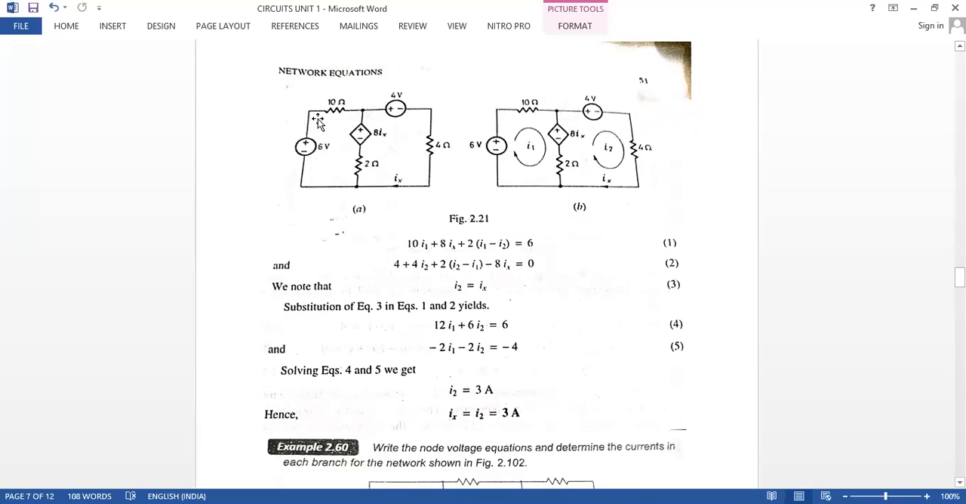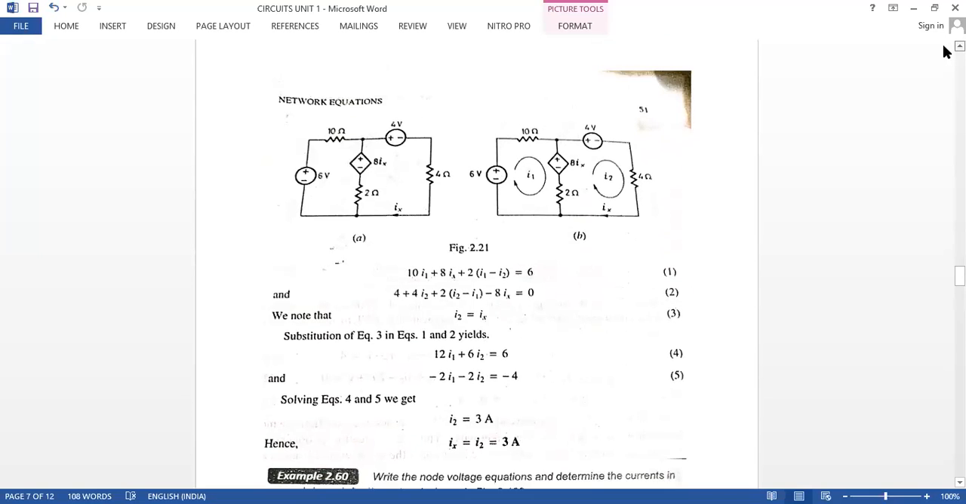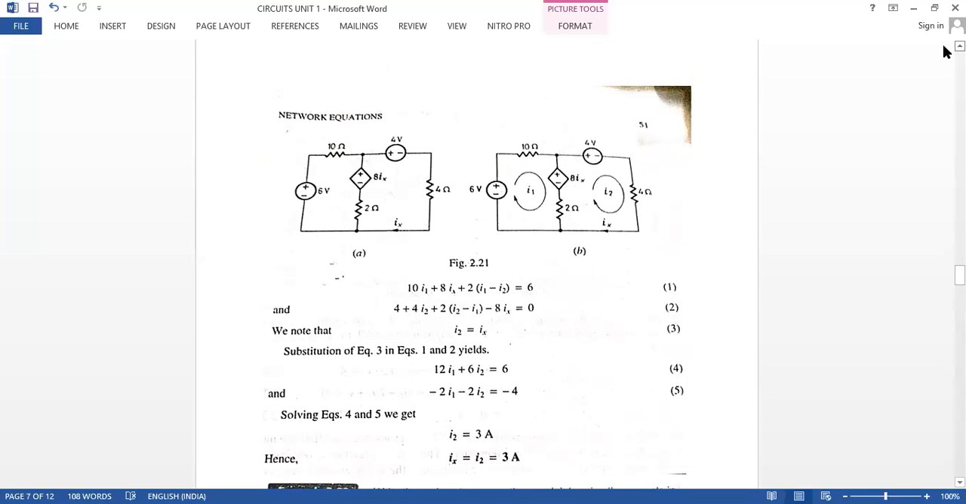All of you, how many meshes are present? Draw the circuit, all of you, I request you to draw the circuit. How many meshes are present? I'm telling the equation, you draw, all of you.